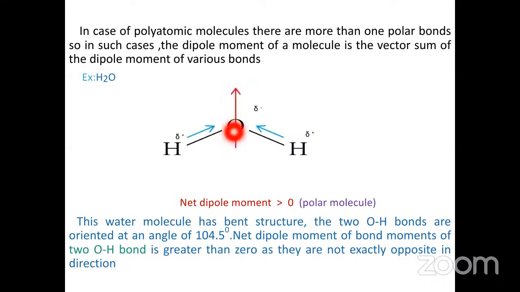The orbital dipole moment due to the lone pair is in the same direction as the resultant dipole moment of the two OH bonds. If you observe here, these are all in the same direction. That means they are not exactly in opposite directions. That is the reason the net dipole moment is greater than 0. So the net dipole moment of the water molecule is greater than 0. Whenever the dipole moment is greater than 0, that molecule is said to be polar. So here the water molecule is a polar molecule.